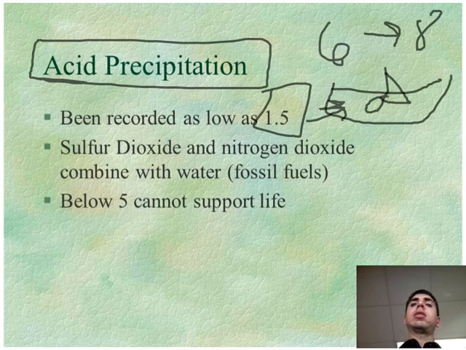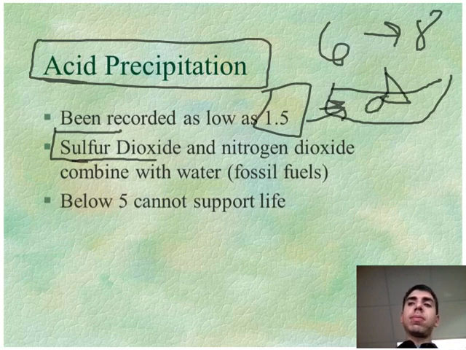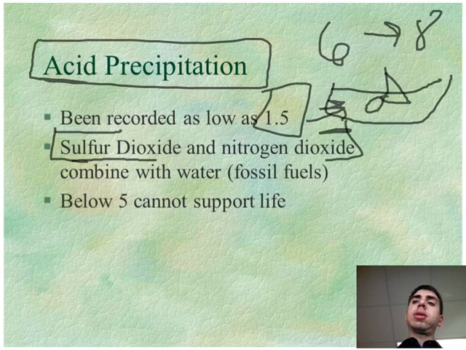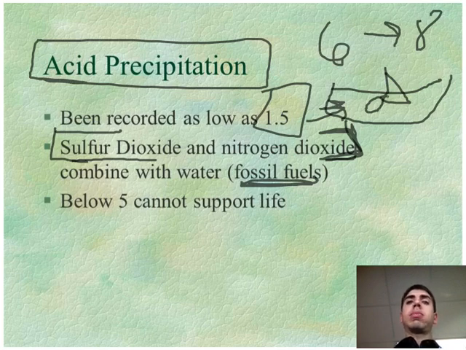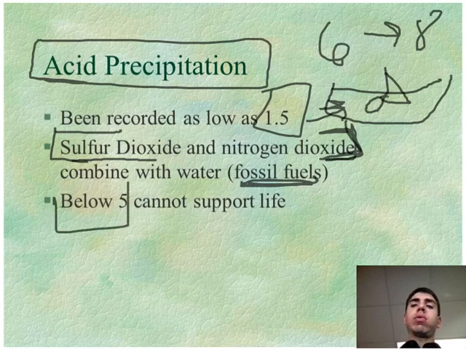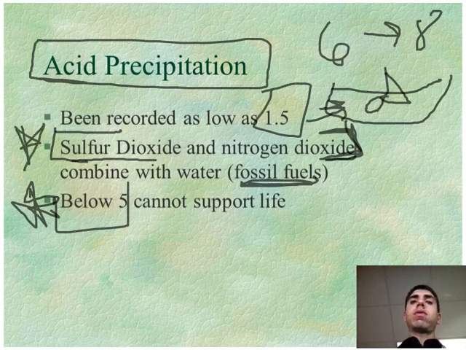And remember, acid rain is most of the time because of some form of pollution in the air that mixes with the sulfur dioxide and the nitrogen dioxide that's mixed in with the water that's in the air, because mostly of burning fossil fuels. So again, that's another reason why we always talk about cleaning up where we're at. Anytime it's below 5, it can't support life. So just remember that.